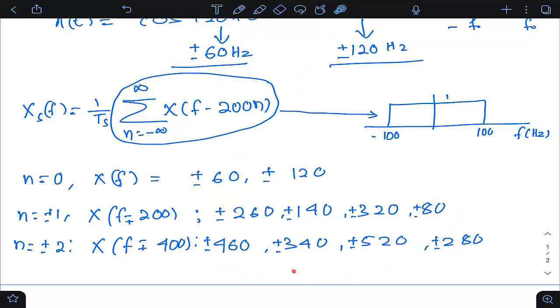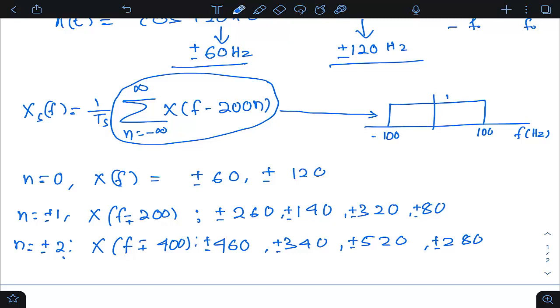There are an infinite number of components at the input of this low pass filter. Why I am not proceeding further is because the cutoff frequency is 100 Hz. If you see these numbers, they are way beyond 100. Now if you try with n times f of n plus or minus 3, it will be 600, then it will be 660, that range, too much beyond 100. So no need to proceed there.